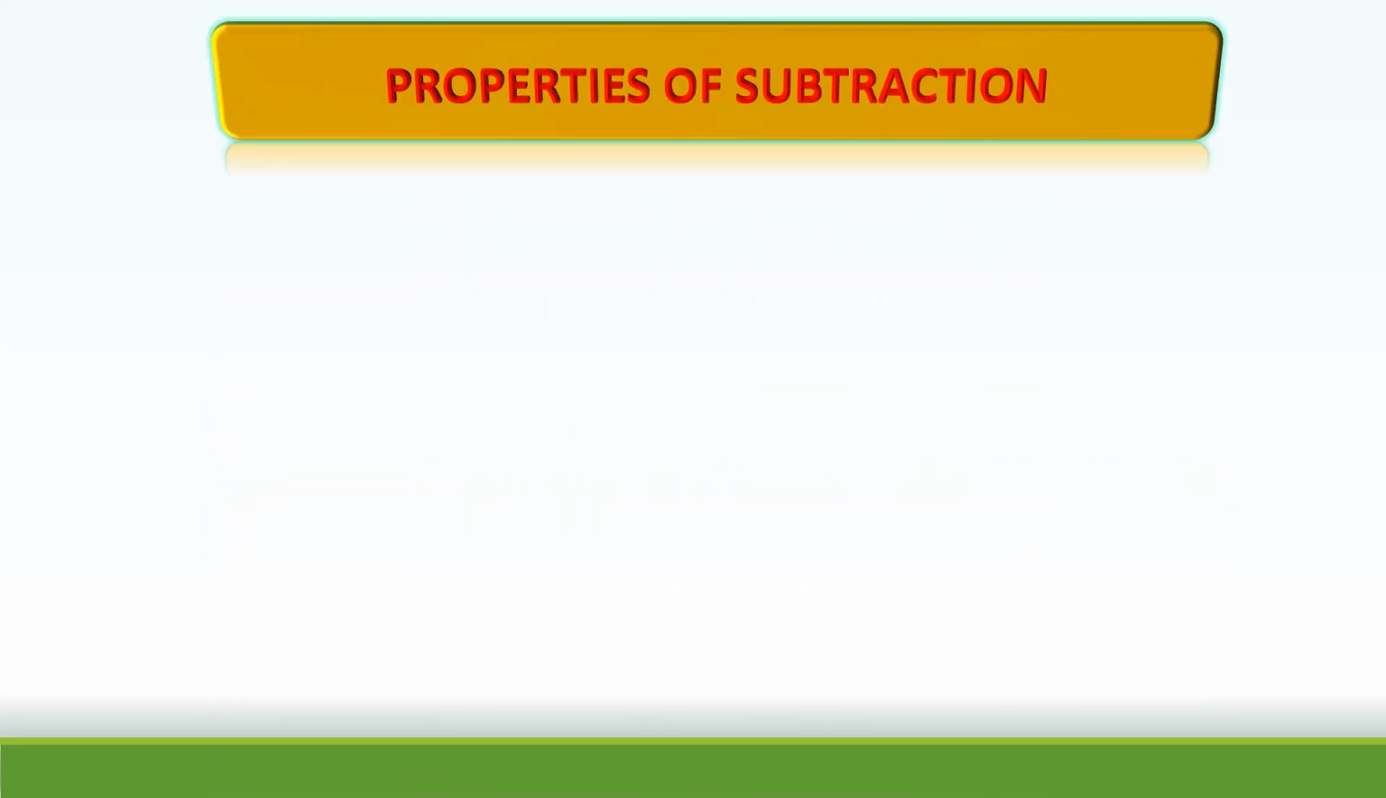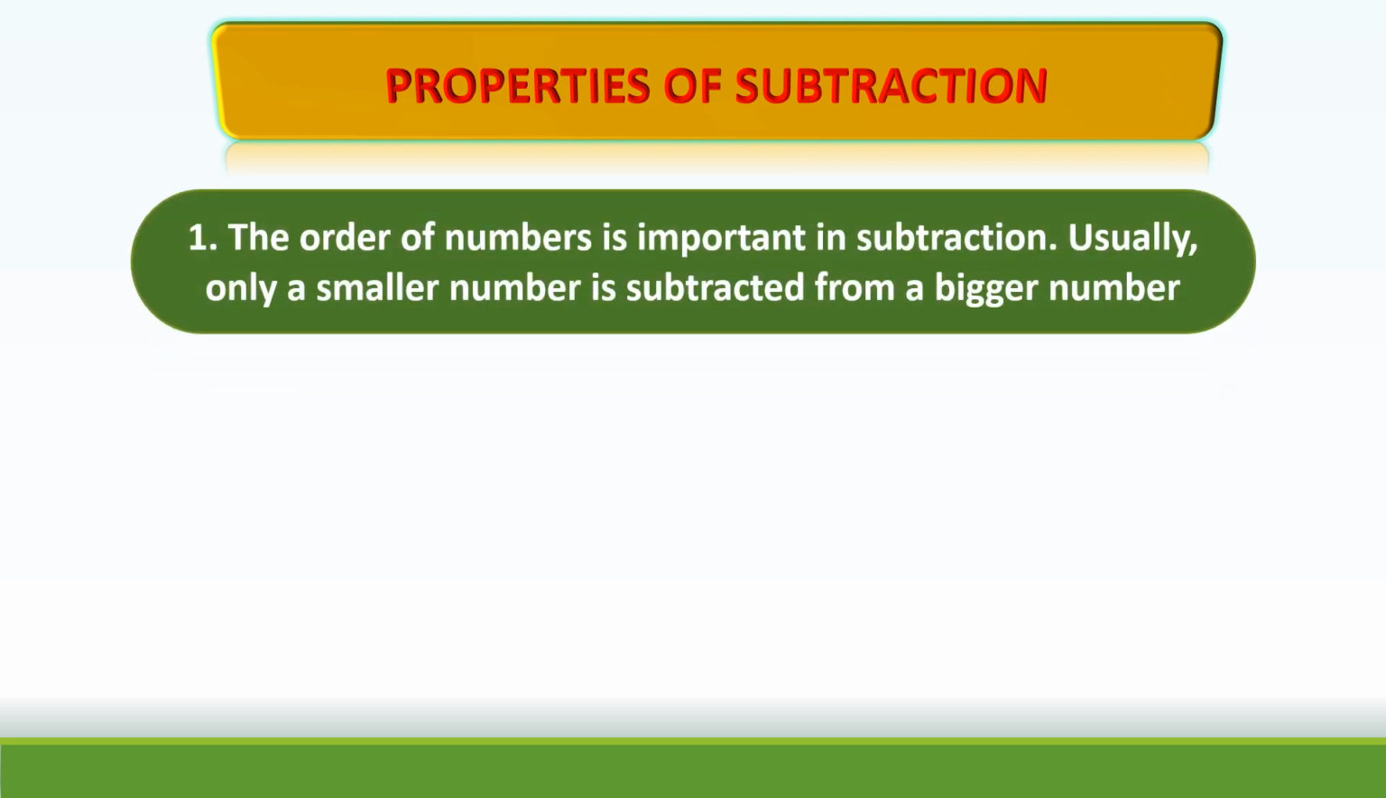Let's learn now some of the properties of subtraction. There are 3 properties we need to know before learning subtraction. So let's see the first property. The first property of subtraction is the order of numbers is important in subtraction. Usually, only a smaller number is subtracted from a bigger number. The first property of subtraction is a smaller number gets subtracted from a bigger number.